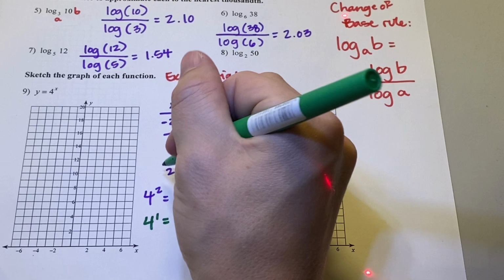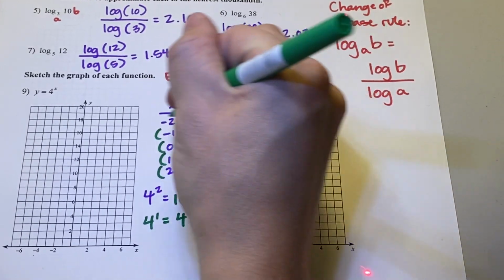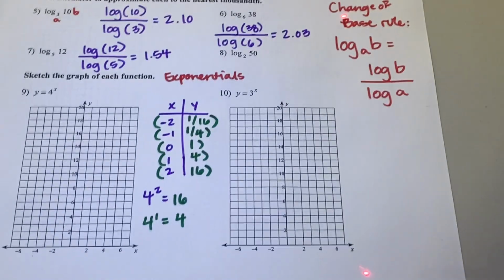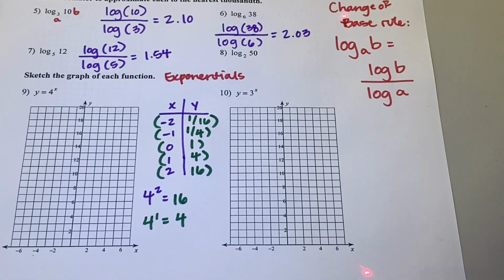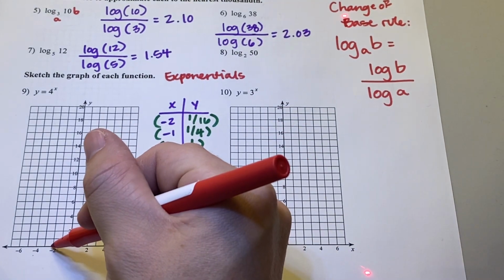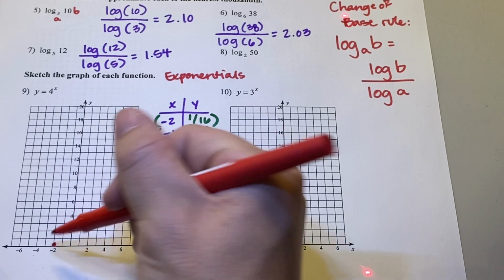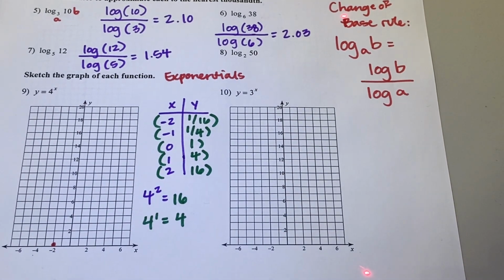Okay, so these became our coordinate points. So let's go ahead and put them on our graph now. Okay, so I have negative 2 for my X, that's right here. And then it wants me to go up 1/16. That's like barely up at all. Negative 2, up 1/16.